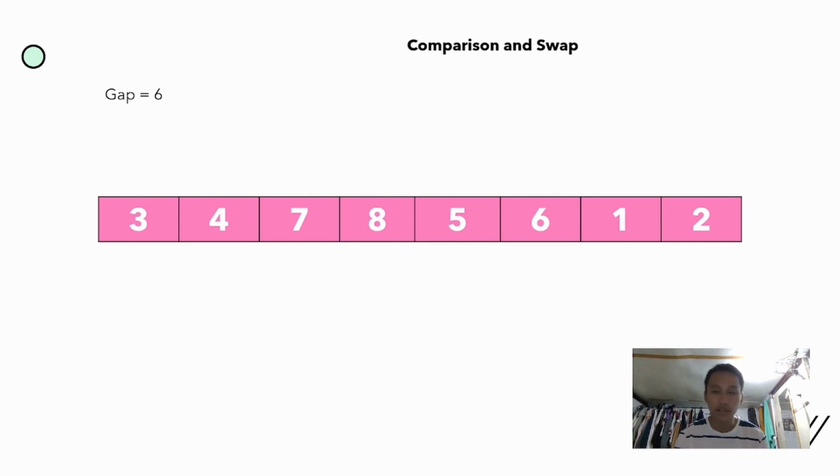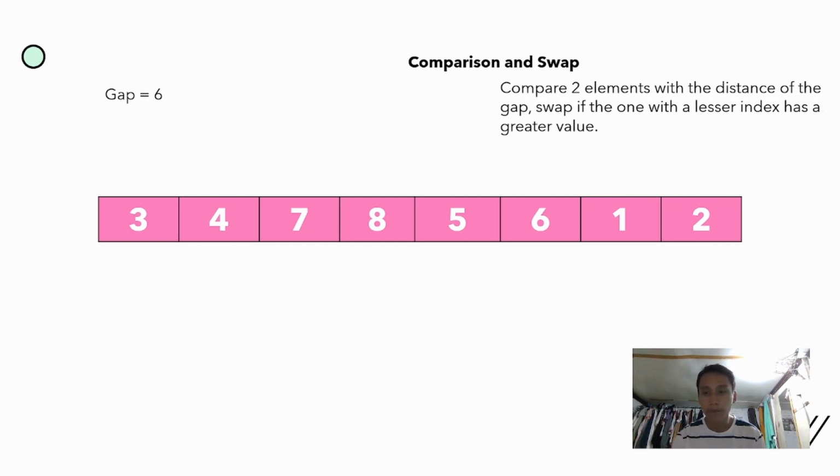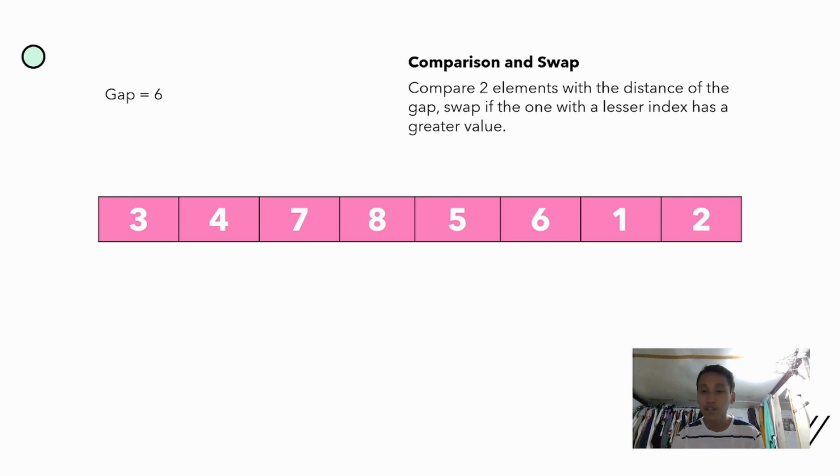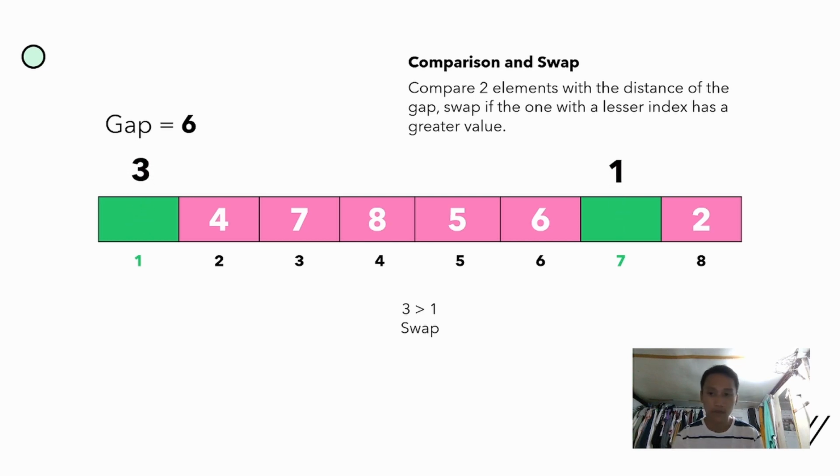The next phase is called the comparison and swap, where you compare two elements with the distance of the gap. Swap if the one with the lesser index has a greater value. So again, these are the positions of the elements, and this is our gap. So we compare the first and the seventh element, because they are separated by a gap of 6. The values are 3 and 1. And since 3 is greater than 1 and 3 has a lesser index, we swap these values.